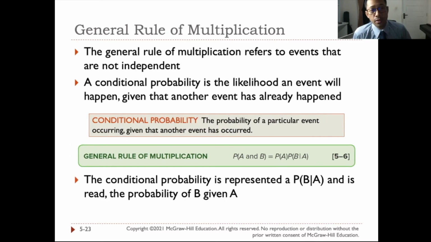Now let's talk about the general rule of multiplication. The general rule of multiplication refers to events that are not independent. A conditional probability is the likelihood that an event will happen, given that another event has already happened. So the conditional probability is the probability of a particular event occurring, given another event has occurred. In this particular example, the general rule of multiplication is that the probability of A and B is equal to the probability of A multiplied by the probability of B given A has occurred. Okay?